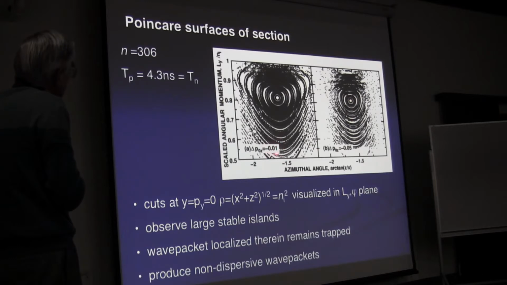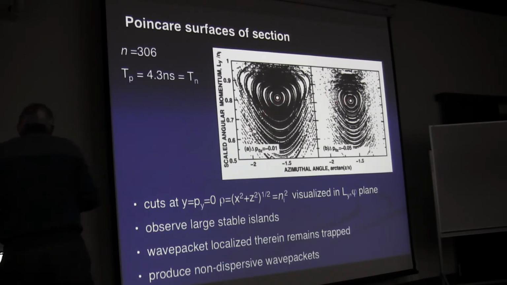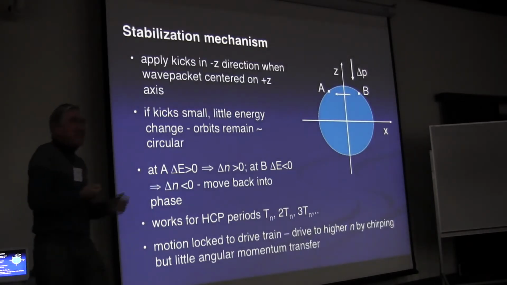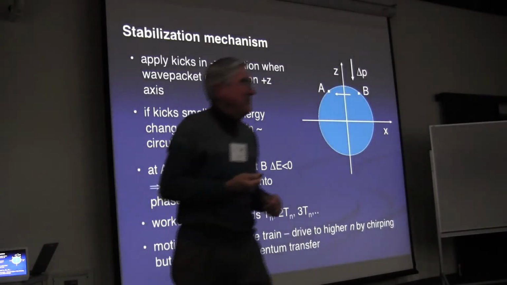These are for kicks of 1%. These are very weak kicks. 1%, the size of the initial electron orbit, 5%. Okay? You get these large stable islands, and you can localize a wave packet in these, and it will remain localized and be non-dispersive.